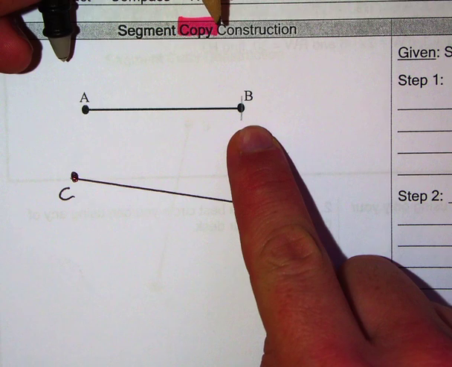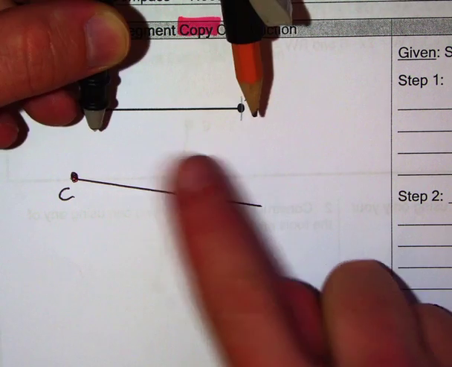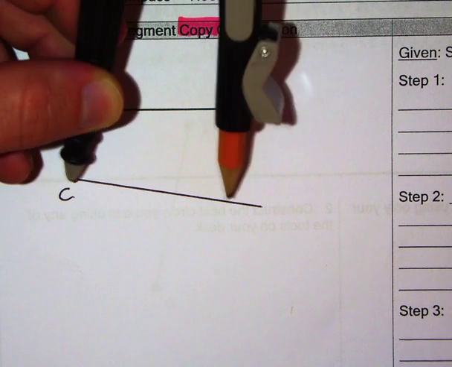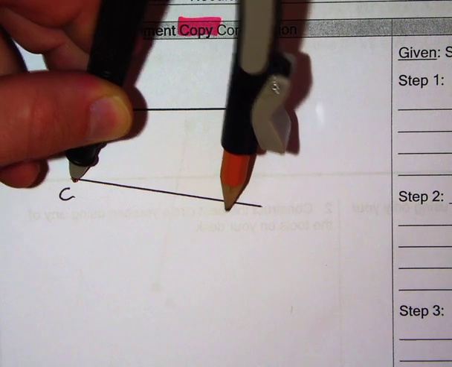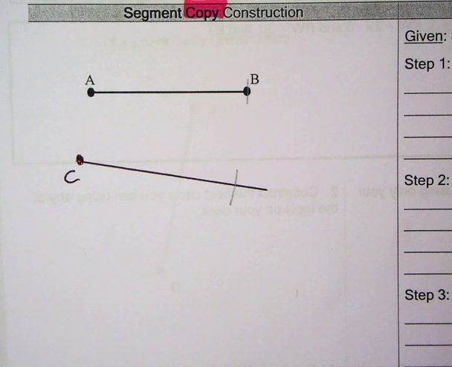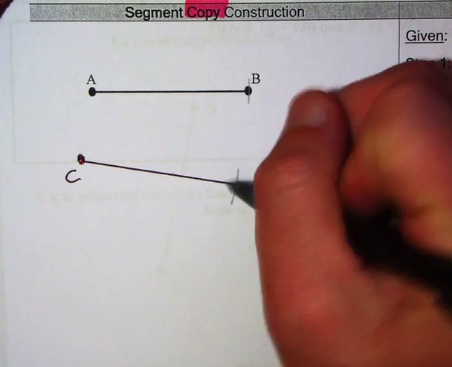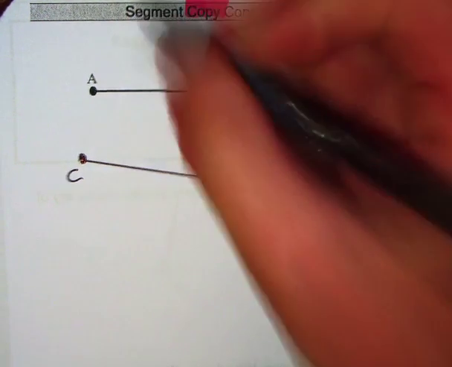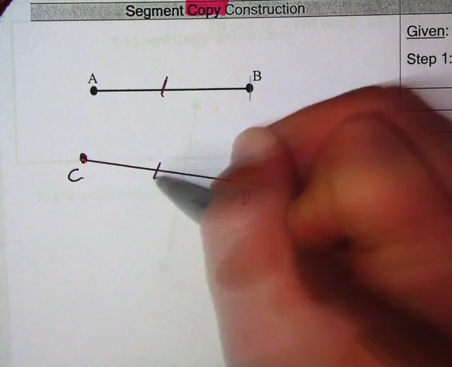And I made a little arc. Now notice I'm not going to change the width, because I want this length to be right here, because I'm trying to copy this segment. Do the same thing, just move the paper a little bit, make that same arc. And then I can call this point D, that segment AB is congruent to segment CD.